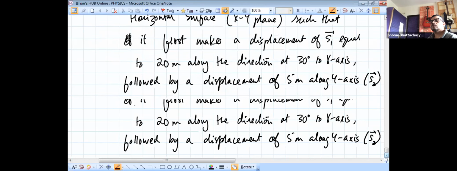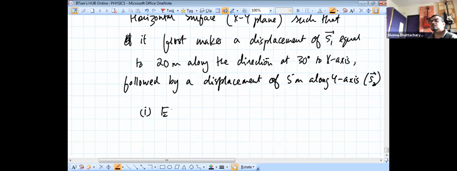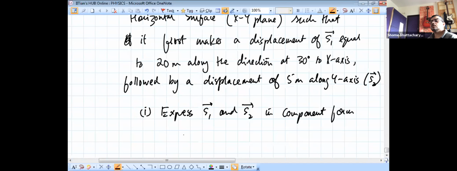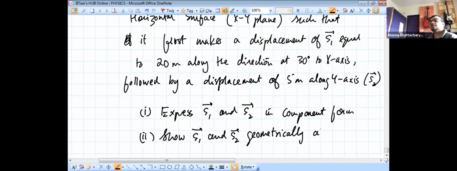So first of all, express s1 and s2 in component form, then show S1 and S2 geometrically as vector arrows in a diagram.